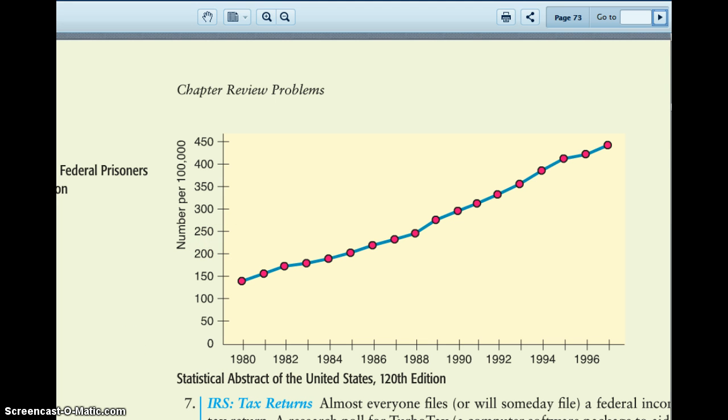it represents. For part B, I want you to talk about the overall trend of the graph. Is the data showing an increase, a decrease, a constant number of prisoners? Is there really no pattern? What do you see from the graph that's happening over time?